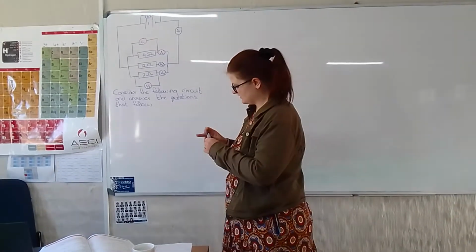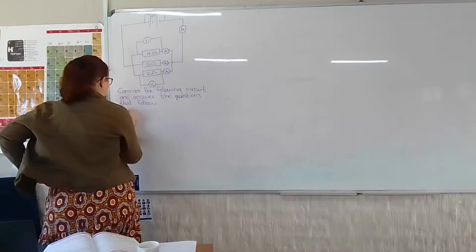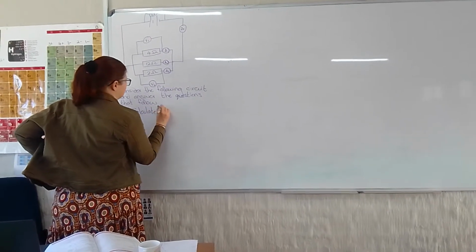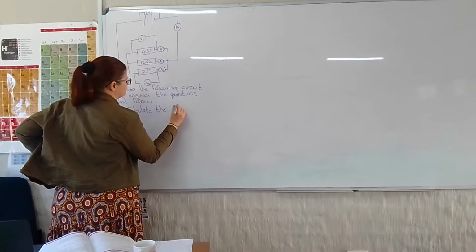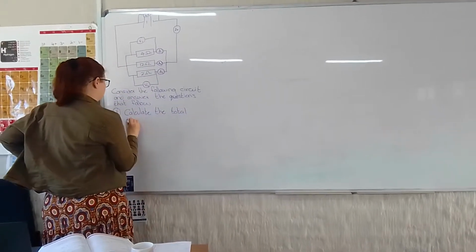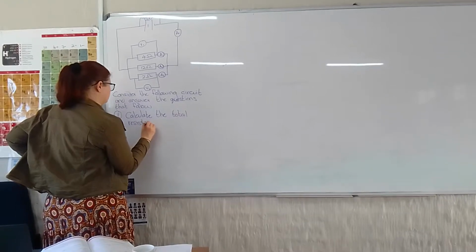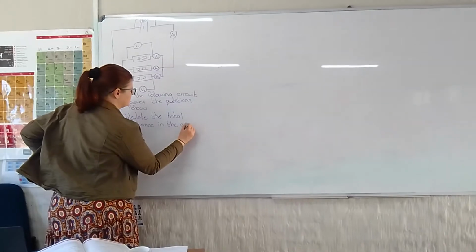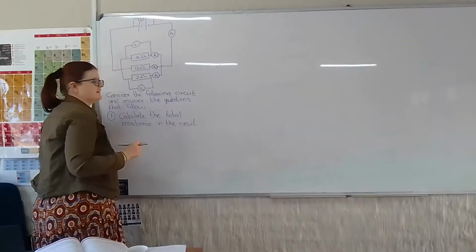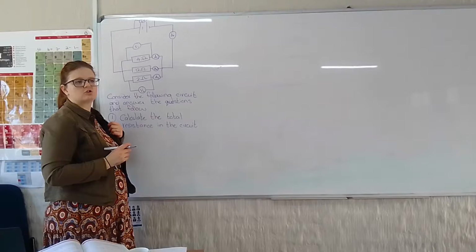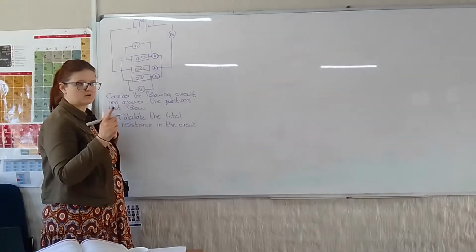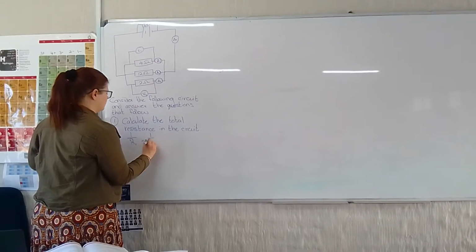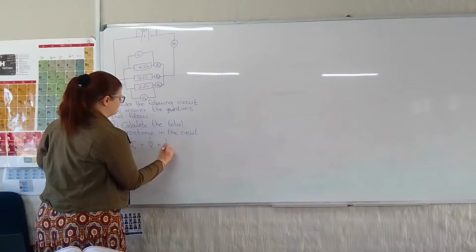My first question says, calculate the total resistance in the circuit. So what formula do we use to calculate the total resistance? 1 over R total, 1 over R1 plus 1 over R2.